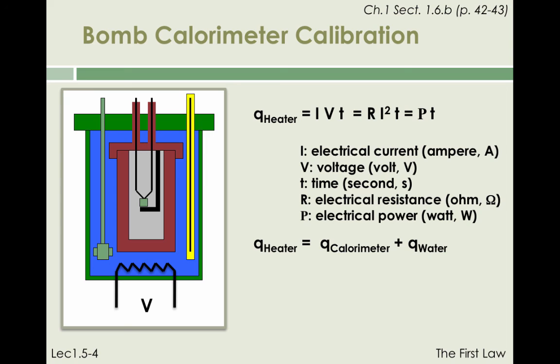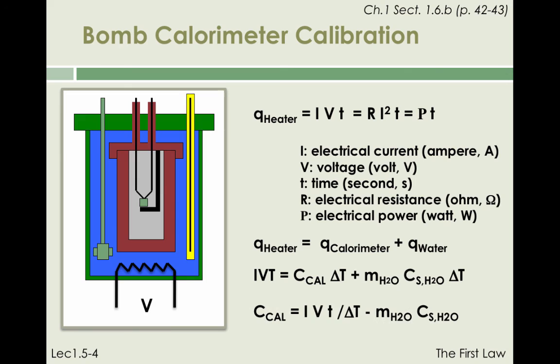The heat absorbed by the empty calorimeter is Ccal times delta T, while the heat absorbed by the water is mass water times specific heat capacity of water times delta T. Equating the sum of these two terms to the heat generated by the heater allows us to obtain an equation relating Ccal to quantities we either measure, I, V, t, mass of water, delta T, or quantities we know, like the specific heat capacity of water, that is 4.184 joules per gram per degree Celsius.